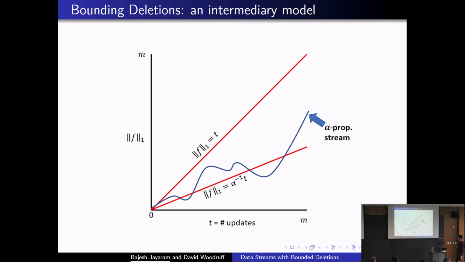So your alpha property says that you have some stream getting updates. It can go below this line, then go above it, and it can go below it again. But the guarantee is that at the end of the stream, when the stream is over at time equal n, the L1 norm is greater than 1 over alpha times n. So this is how I like to think of the alpha property.